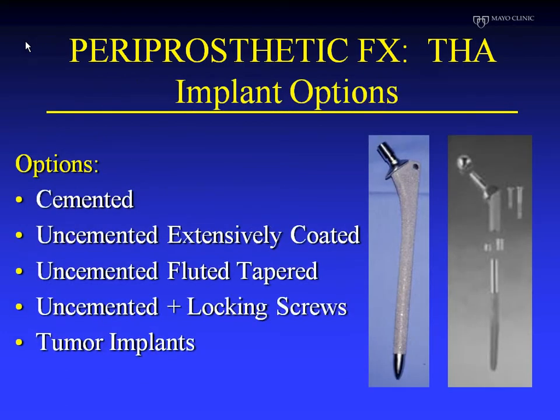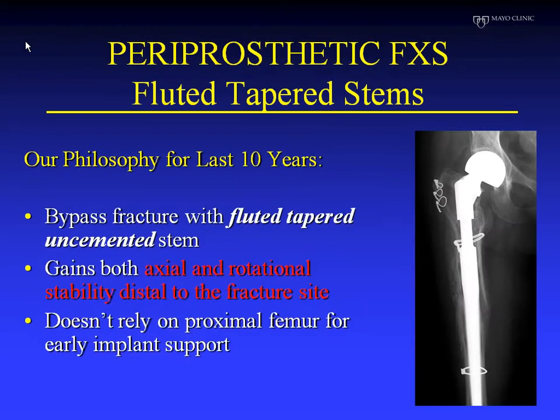Now, we all recognize that there's many ways of approaching this problem, and many of them can be successful. And I don't want to suggest that there's only one form of management that is successful. And there have been reported results with cemented implants, with a variety of different types of uncemented implants, and of course with tumor implants for certain very difficult fractures. Our philosophy at the Mayo Clinic, where I work for the last 10 years, has been to try to bypass the fracture, in most cases, with a fluted tapered modular stem, although I will also say there are other types of uncemented implants that can also do the same thing.